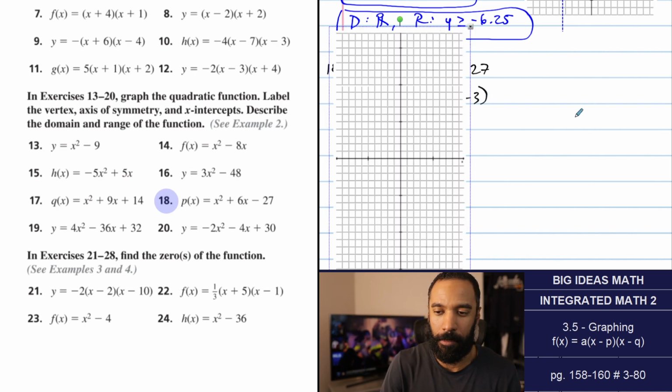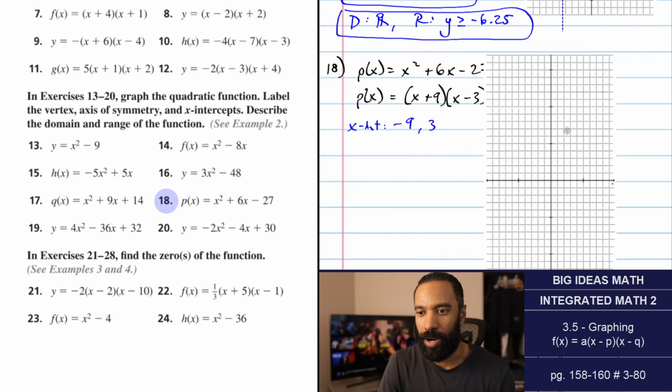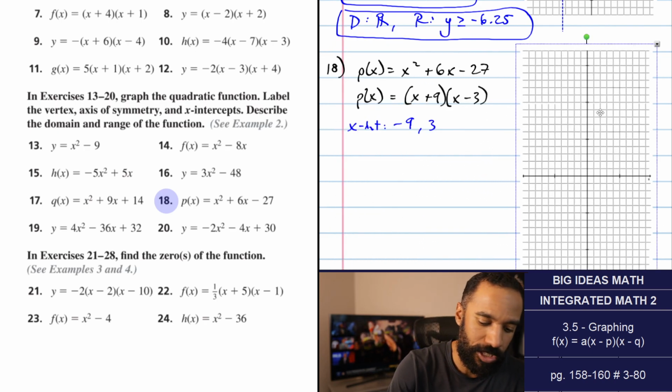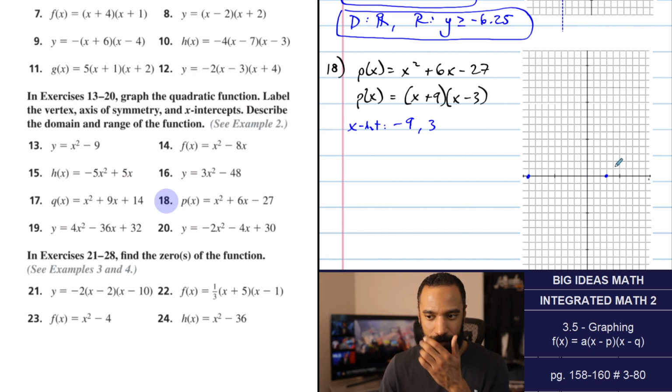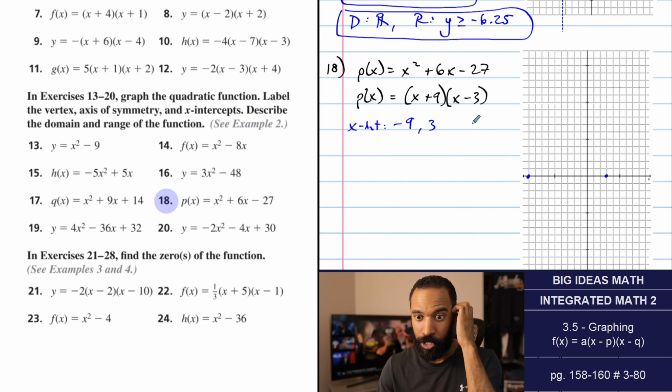These are pretty far apart, which means it's not a 1/2 stretch factor or anything like that. This will be pretty tall. It's a normal stretch factor, but the intercepts are pretty separated from each other. Negative 9 and positive 3. Now, what's half that distance? Maybe this is the time where you average your numbers, right?